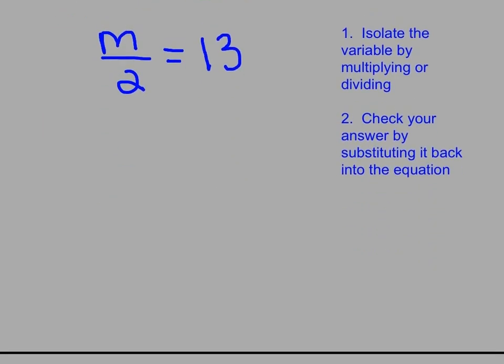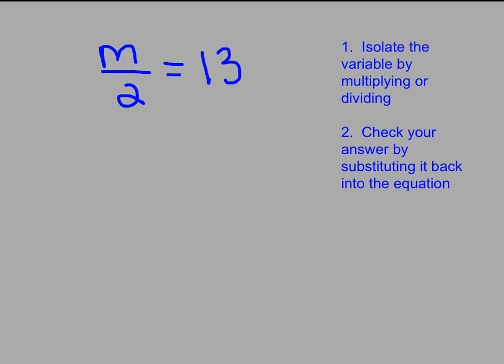In this next example, I have an equation where I'm dividing the variable. m divided by 2 is equal to 13. I still want to follow the same steps. I want to isolate the variable, get it all by itself, and then I want to check my answer by substituting.